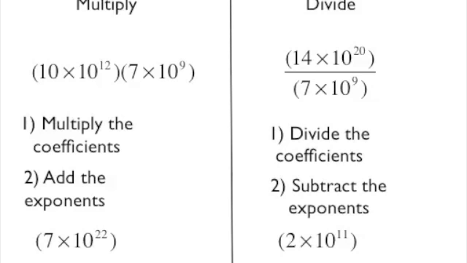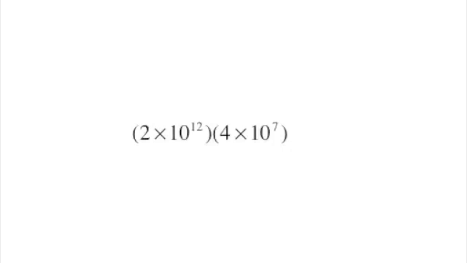To divide, you're going to do just the inverse operations for each of those. So instead of multiplying the coefficients, here you're dividing them, so you're just going to divide the coefficients. 14 divided by 7, that's 2. And then you're going to subtract the exponents. 20 minus 9 is 11.